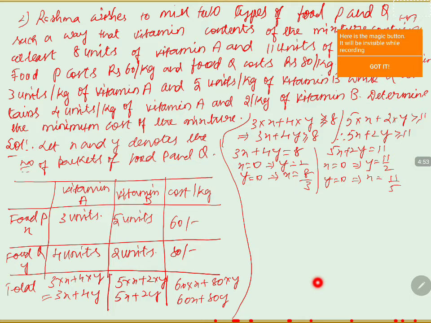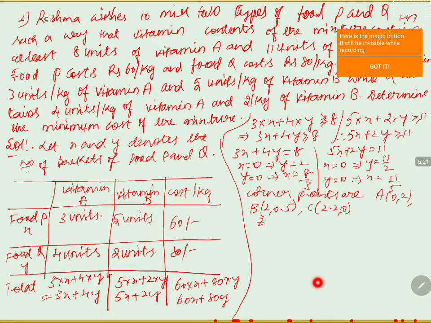Now when we plot this on the graph, we'll get a feasible region. That feasible region we call the shaded region, and the corner points are obtained from the graph. So the corner points are A of (0, 2), B of (2, 0.5), while C of (2.2, 0).